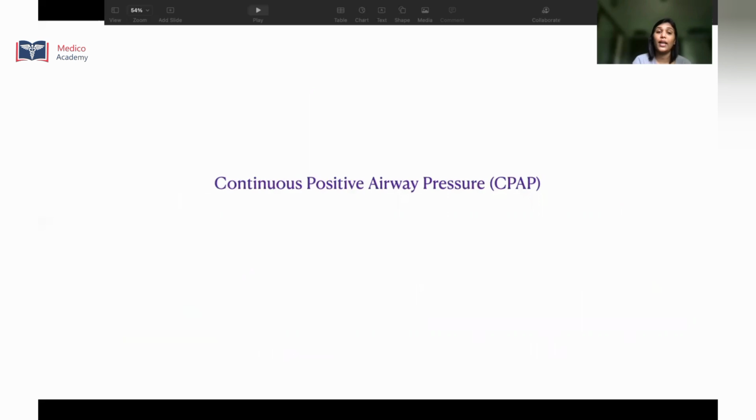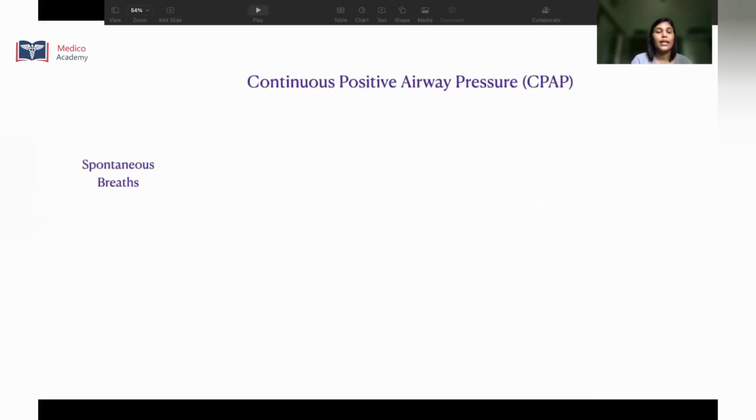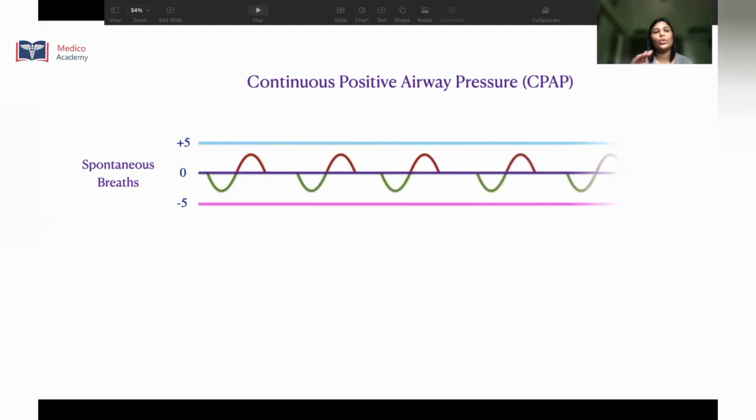So now let's go to the last mode, continuous positive airway pressure, or the CPAP. See, normally when your patient breathes spontaneously, this is the pressure time graph. That is, 0 is usually taken as the baseline airway pressure. When the patient breathes at atmospheric pressure, it's usually arbitrarily taken as 0. So the inspiration will be below 0 and expiration will be above 0.